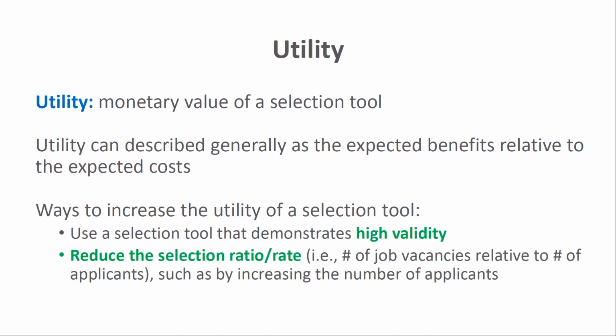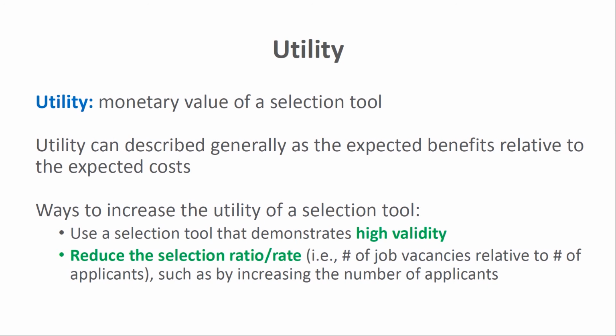Another way that we can increase the utility of a selection tool is to reduce the selection ratio or rate. A selection ratio or selection rate refers to the number of job vacancies relative to the number of applicants. In other words, it's the number of people you're going to hire relative to the total number of applicants you have. You can think of a ratio as having a numerator and a denominator. You can decrease the selection ratio or rate by increasing the number of applicants, which means we're increasing the size of our denominator.